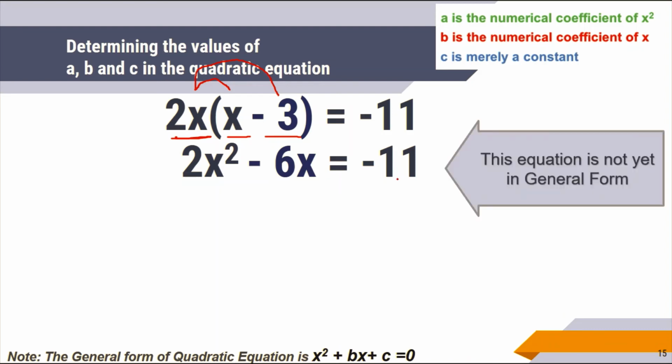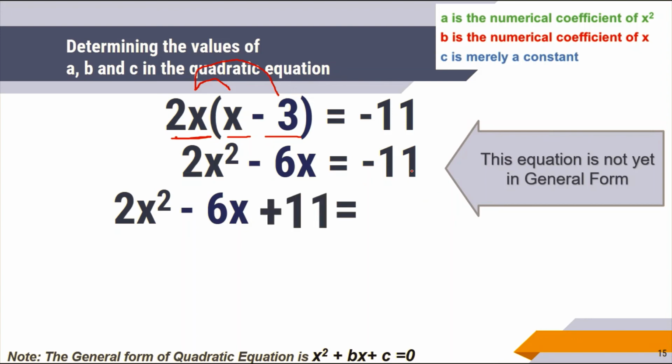Okay? But this equation is not yet in general form. And using again the addition property of equality, okay, 2x squared minus 6x, and si negative 11, pagdating sa kabila ay magiging positive 11. Then equate to 0. Then determine the values of A, B, and C. A is equal to 2, B is equal to negative 6, and C is equal to 11.